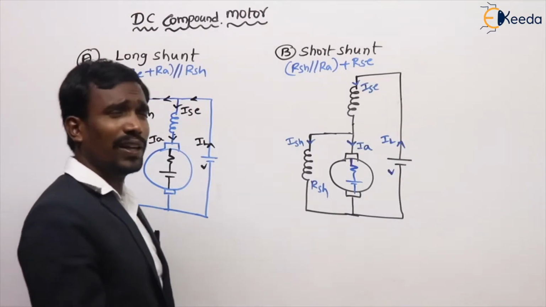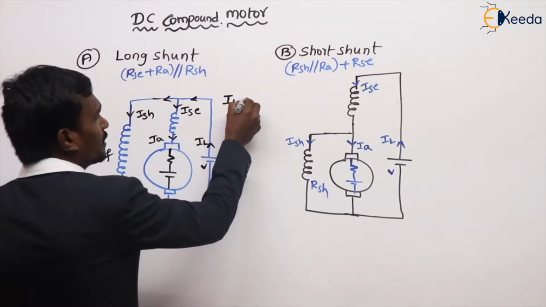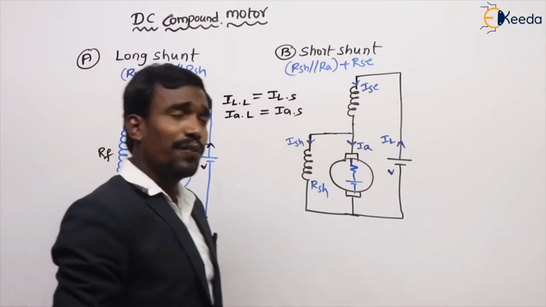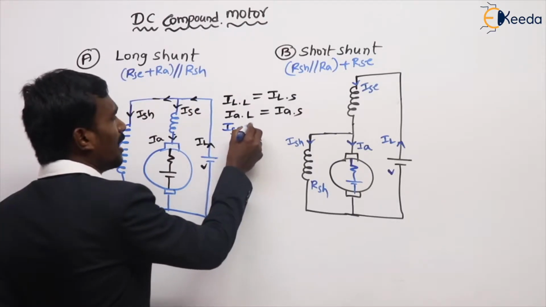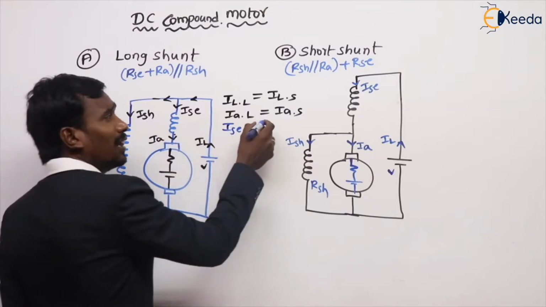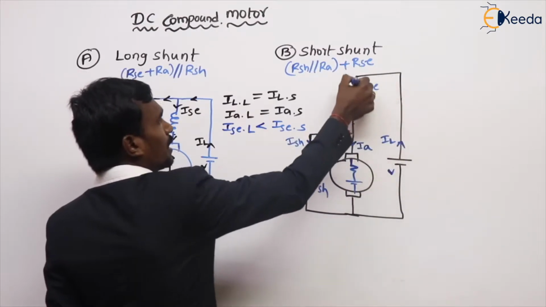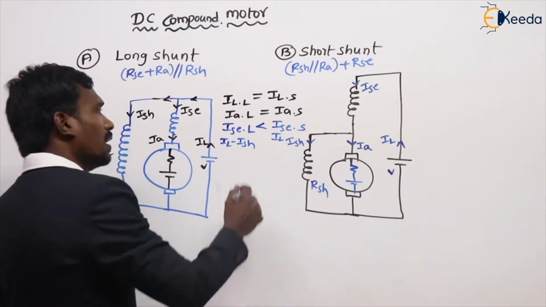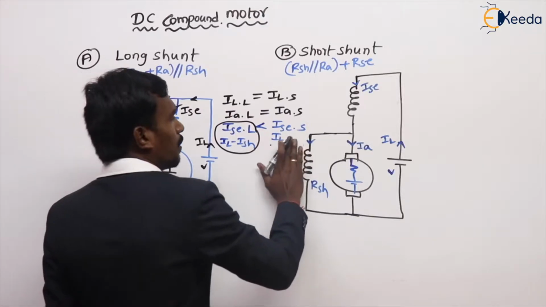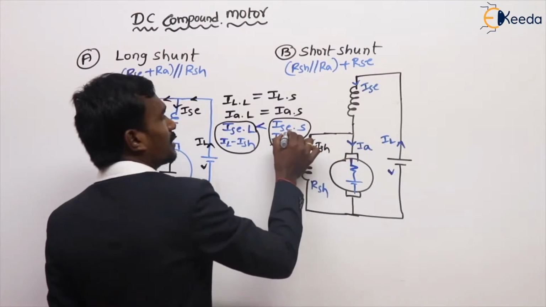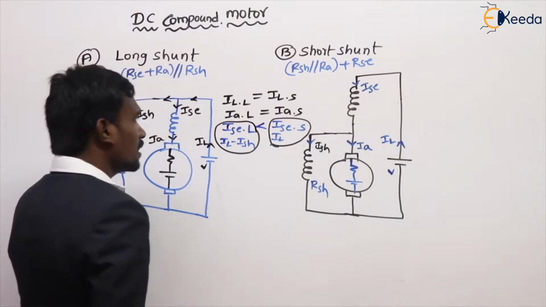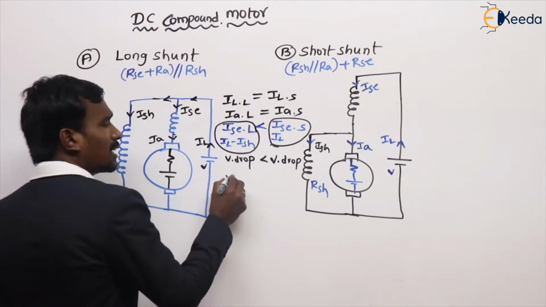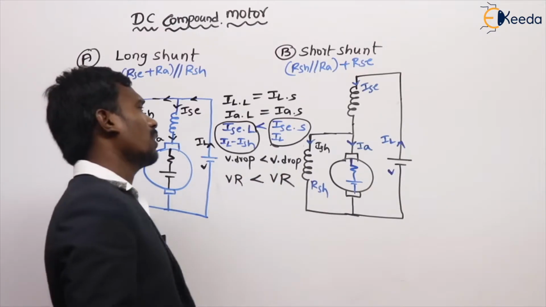And here, for the same line current, the armature current of long shunt is equal to the armature current of short shunt. For the same rating, the series field current of long shunt is less than the series field current of short shunt, because in long shunt it is IL minus ISH, but in short shunt the current ISE is nothing but the total IL. Where the current is more, the voltage drop is also more; here the voltage drop is less. If the voltage drop is less, voltage regulation is less; here voltage regulation is more.